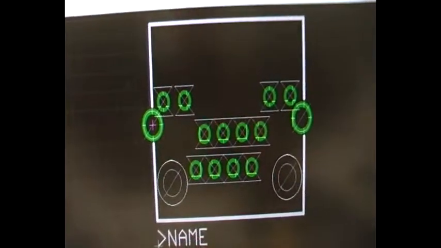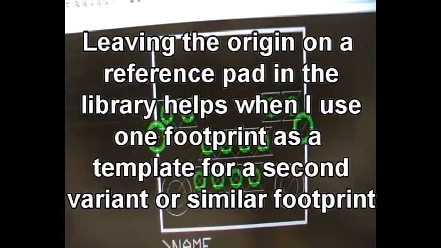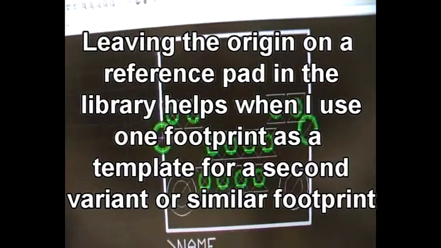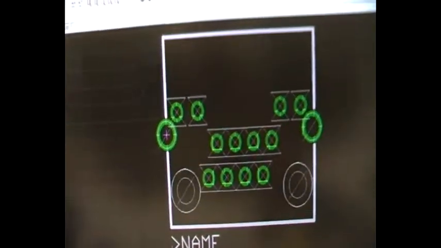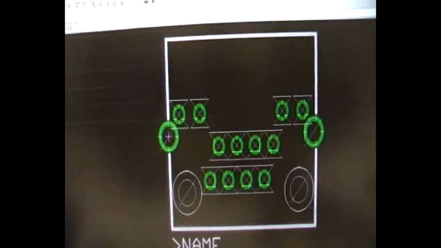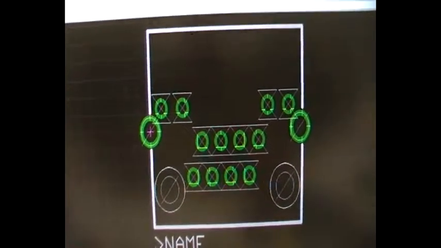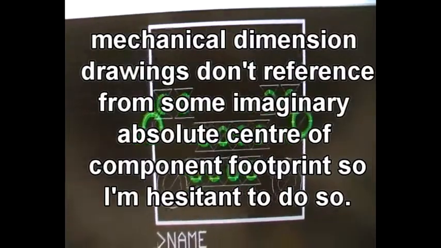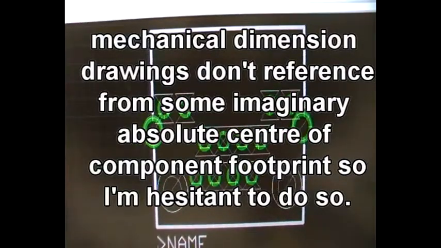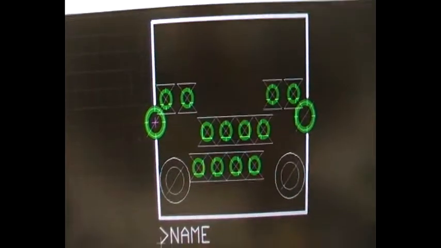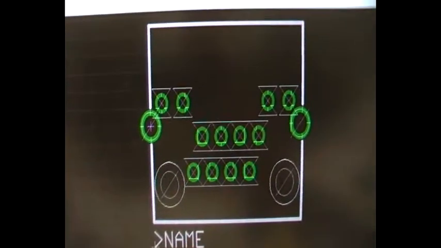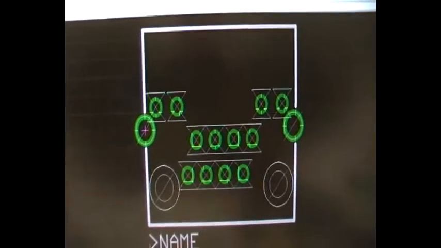But I tend to leave it there, and I just learn where the origin is on that component, and when I rotate it, yes, it swings around that origin, but I don't mind. Also, you also have to find that origin to pick it up and place it, right? But anyway, I don't mind. That's how I work.